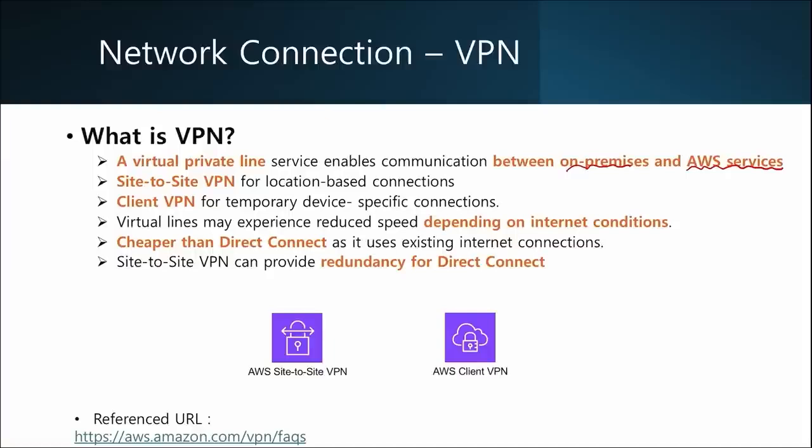Because it is a service that communicates over the internet, the speed varies greatly depending on internet conditions. So, it is not recommended for services that absolutely require guaranteed speed, but rather for services that require a bit more cost savings. This VPN has site-to-site VPN and client VPN. Site-to-site VPN provides persistent connectivity between a company's on-premises network and AWS VPC, while Client VPN is a service for temporary device-specific connectivity. In this case, site-to-site VPN is also used when Direct Connect does not work.